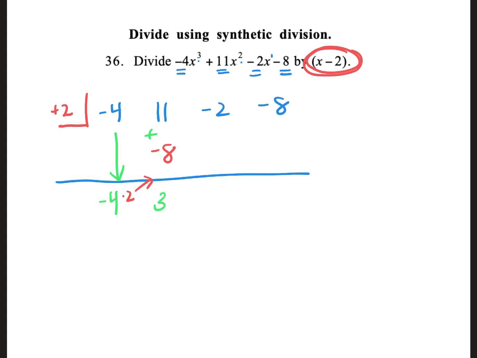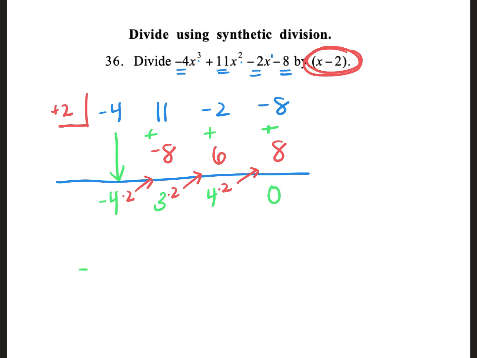From here, we're going to multiply it by the number in the house again. So 3 times 2 gives me 6. We'll write that number under our negative 2. Again, at this point, we'll add negative 2 plus 6 gives me 4. Multiply it by the number in the house. 4 times 2 gives me 8. Again, add, so negative 8 plus 8 gives me 0.